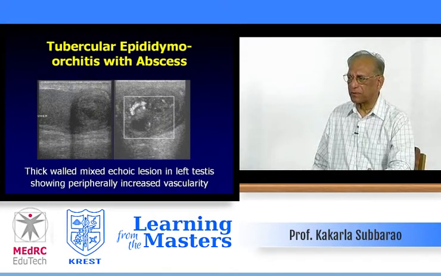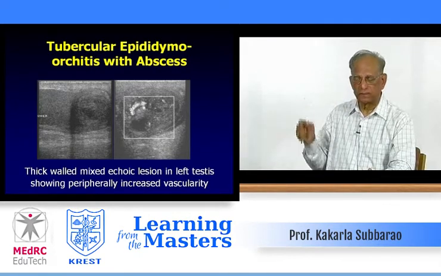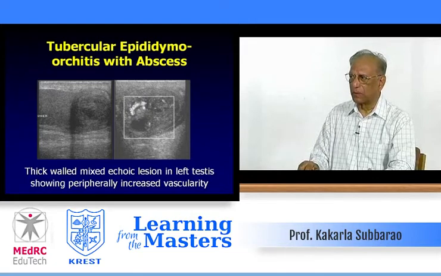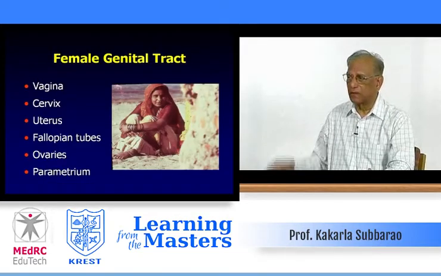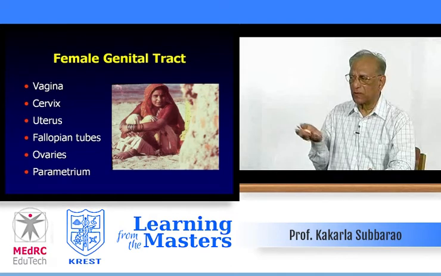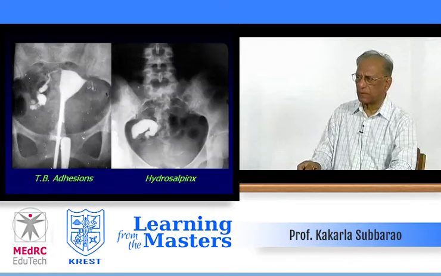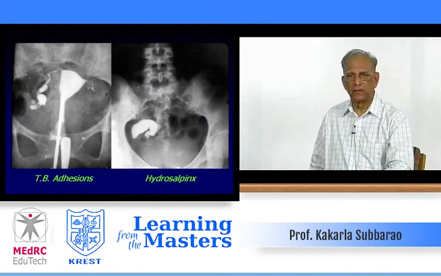Epididymo-orchitis with abscess, ultrasound: a thick-walled mixed echoic lesion in the left testis showing peripheral increased vascularity. Proved to be tubercular epididymo-orchitis with abscess. Female genital tract, any of the organs: vagina, cervix, uterus, fallopian tubes, ovaries and parametrium. Female genital tract tuberculosis can result in salpingitis and tubo-ovarian mass, usually abscess or pelvic inflammatory disease, as they call it.